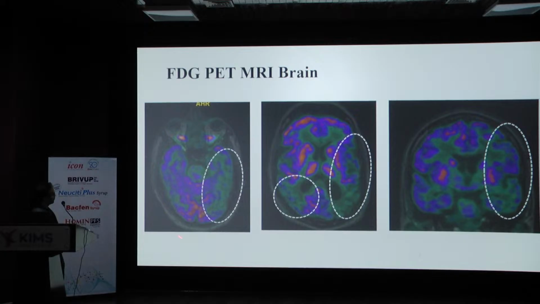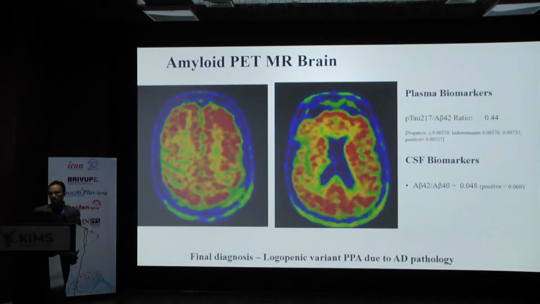There's a symmetric temporoparietal involvement on the right side as well, but predominantly on the left side. And we got this patient's biomarker done and an amyloid scan done. Again, if you see, the cortical uptake is there, and the biomarkers were also positive. So this was a case of logopenic variant PPA secondary to AD pathology.